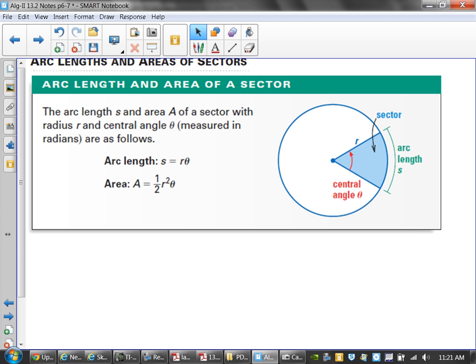Last year you guys worked with area of sectors and arc length in the circle chapter. And we always dealt with that in terms of degrees. If you remember, we did central angle over 360 times the circumference for arc length. Remember, arc length is the distance something is going around the circle. So you're working with how far something is moving. You're working with what is the portion of the circumference as it's going around.